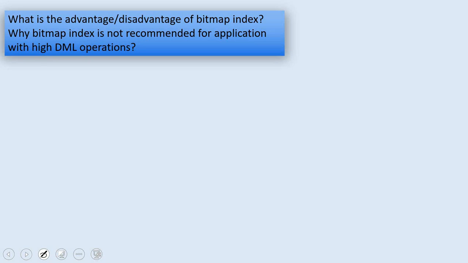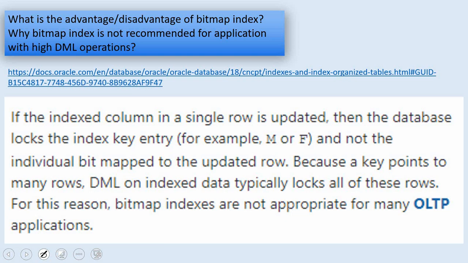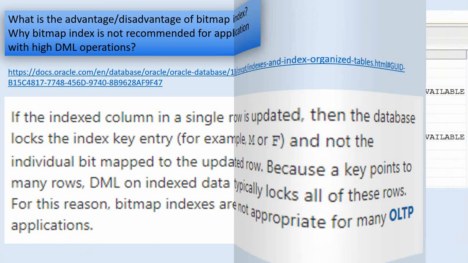Of course, the advantage of bitmap index is for the performance improvement only. However, this is not recommended for applications with huge DML operations. The reason is that whenever we do a DML operation on a bitmap indexed column, all the other rows having the same key value also get locked, blocking the concurrent sessions from doing DML operations. Let us understand this with a small example.